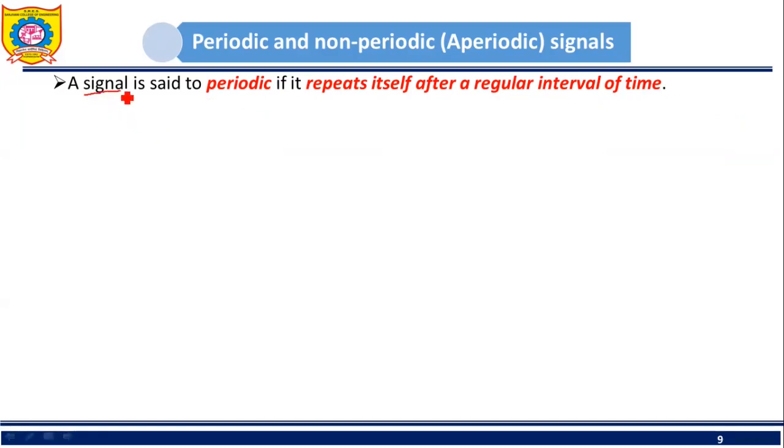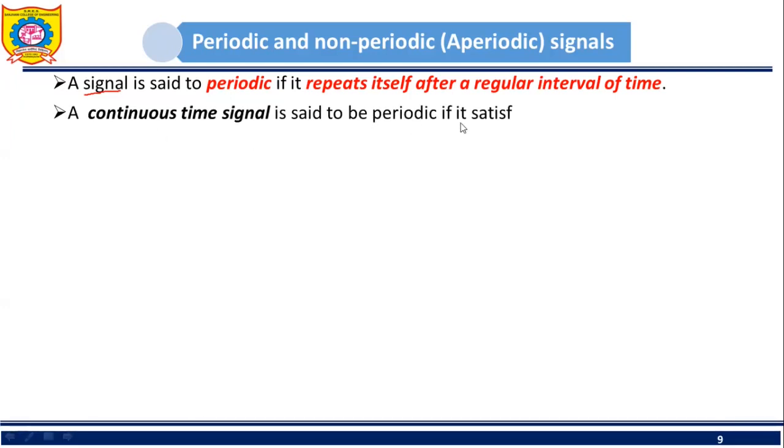Now, we have seen that a signal may be a continuous time signal or a discrete time signal. A continuous time signal is said to be periodic if it satisfies the condition which is given here: x of small t plus capital T is equal to x of small t for all small t. Here, what is small t? Let's assume that it is the independent variable on which this signal x depends. And what is capital T? T is the time interval after which this particular signal is getting repeated.